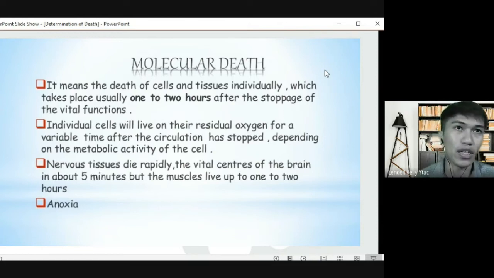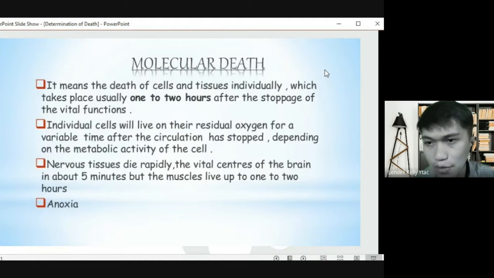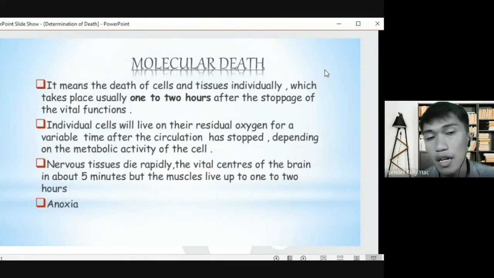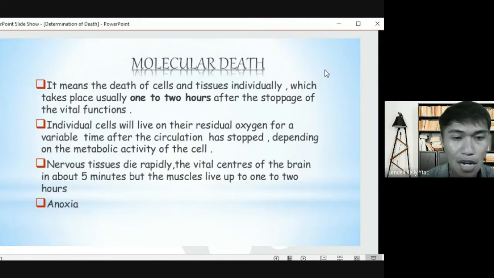For example, in the brain of our client or the patient, after the brain consumes the residual oxygen, or the oxygen that stays in the blood or in the surrounding tissue of your brain cells, after your brain consumes that, your brain starts to feel the effect of deprivation of oxygen, and eventually suffers from cellular death.